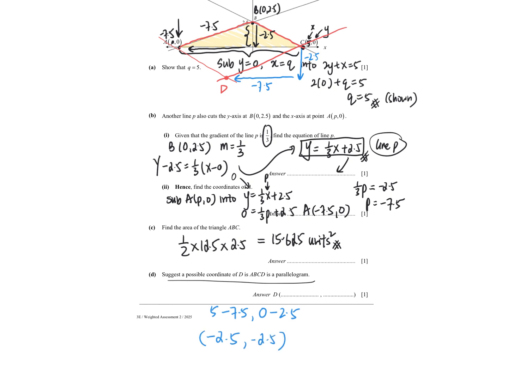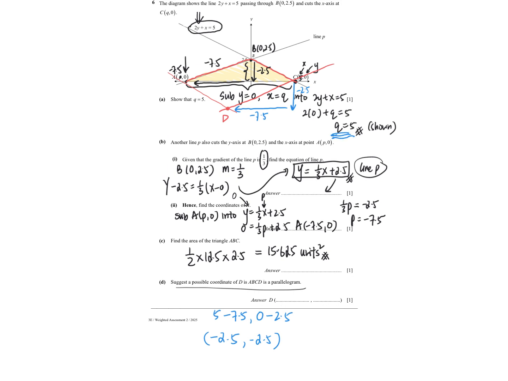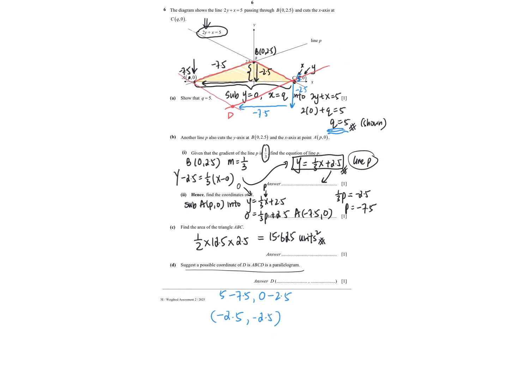Sorry? 5 is from part A what? This coordinate here is 5. Because I'm trying to shift from here to here, it should form the same triangle as moving from here to here. So this one only got 1 mark because you just give me the answer. You don't even need to show working.